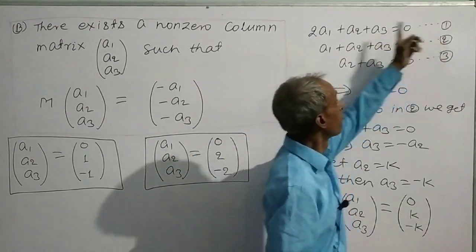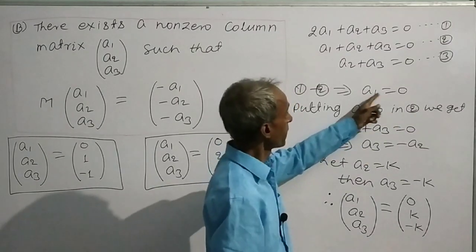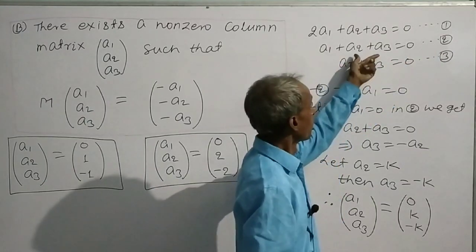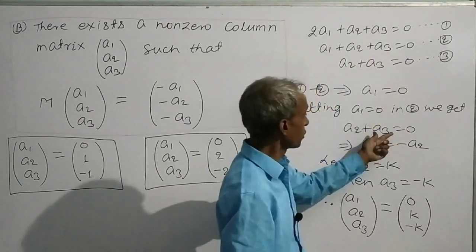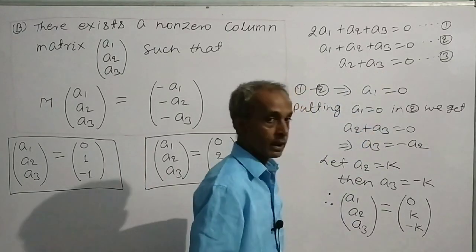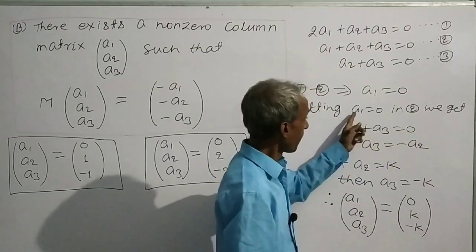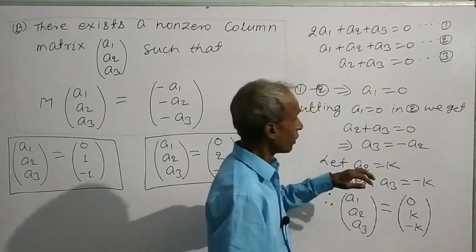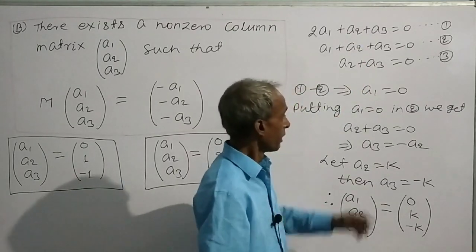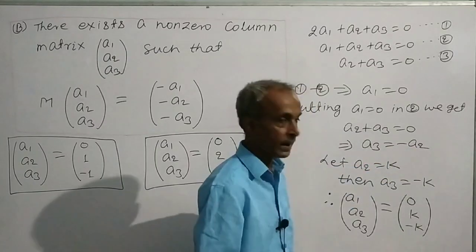Subtracting 2 from 1, we get A1 is equal to 0. Putting A1 is equal to 0 here in equation 2, we get A2 plus A3 is equal to 0 and this is same as equation 3. Therefore, when this is satisfied and A1 is 0 will satisfy all these three equations. When A2 plus A3 is equal to 0, then A3 is equal to minus A2.